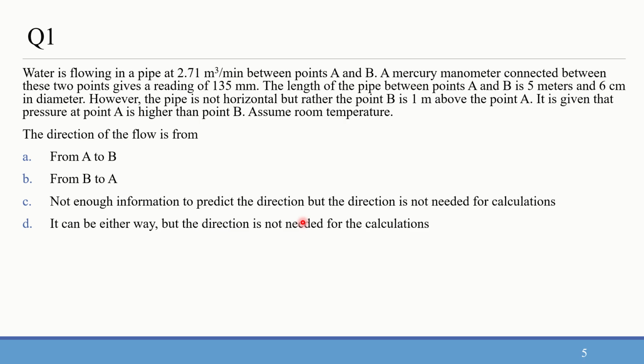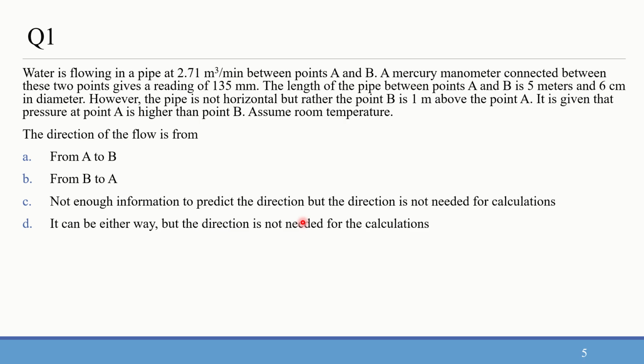So actually what is asked in the question is, we are asked to find out from which direction, that is from which point to which point the flow is happening, or if at all it is necessary to know that, or we can get away without calculating that. So basically we need to know the direction in which the flow is happening, only then we can use signs in further problems and it will be easy.